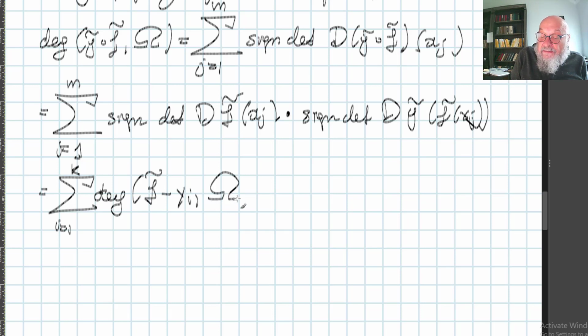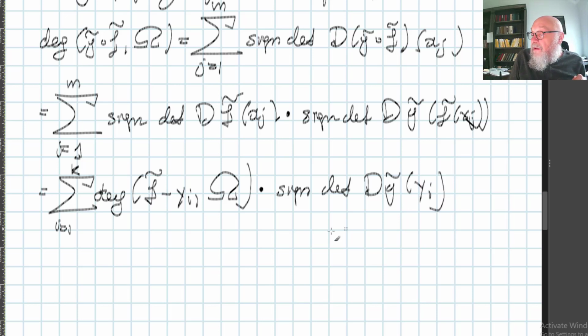And let me explain it. Signum determinant again, this is unchanged, and this is d g tilde at y1. So let me explain what happened in the last line.